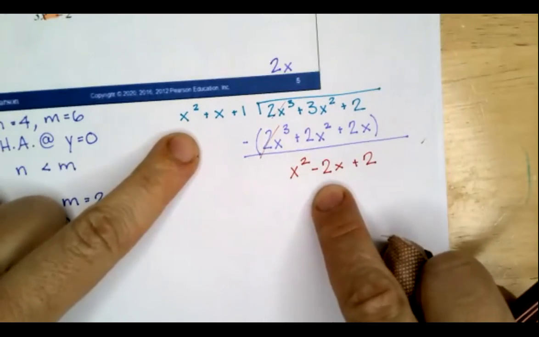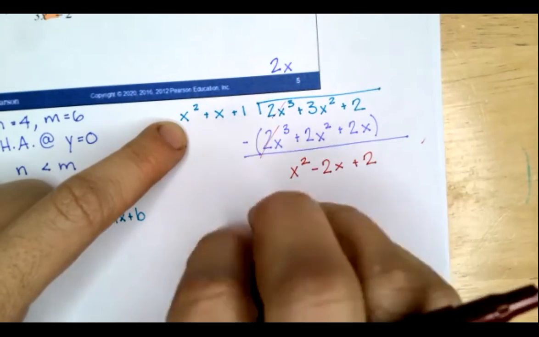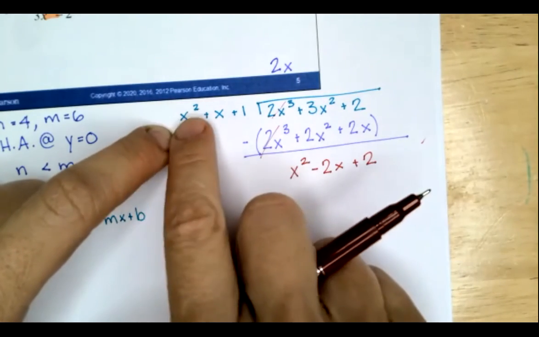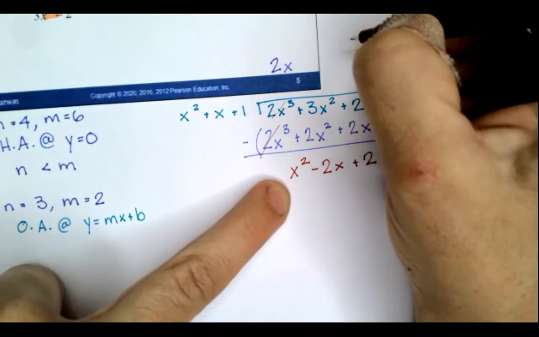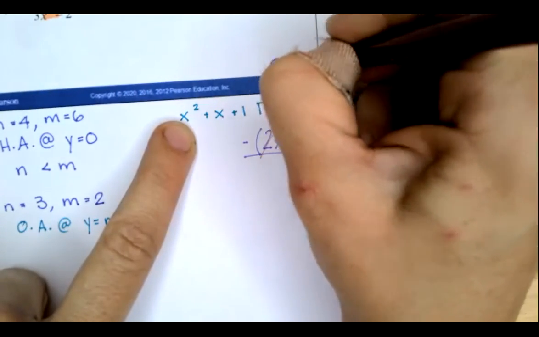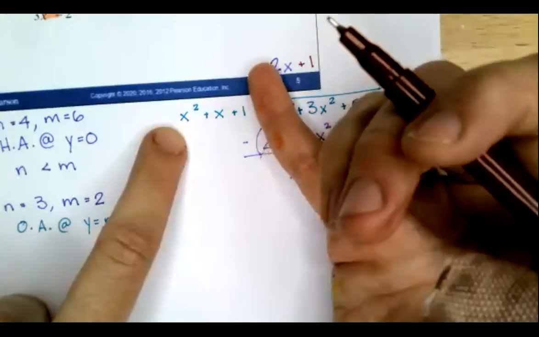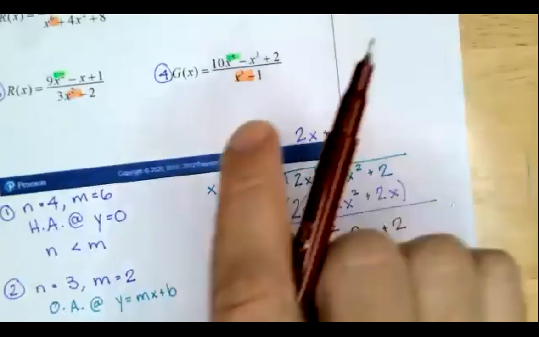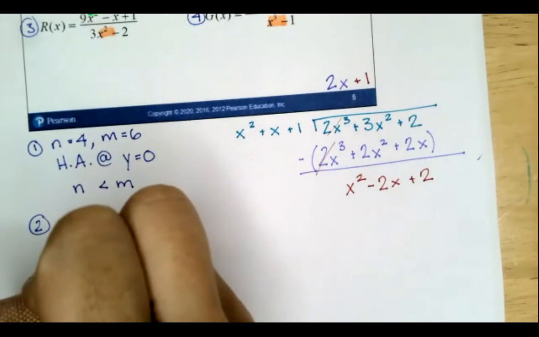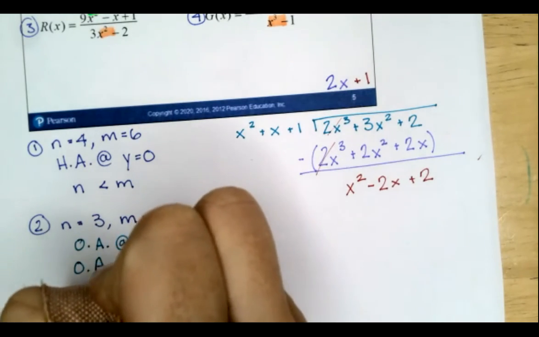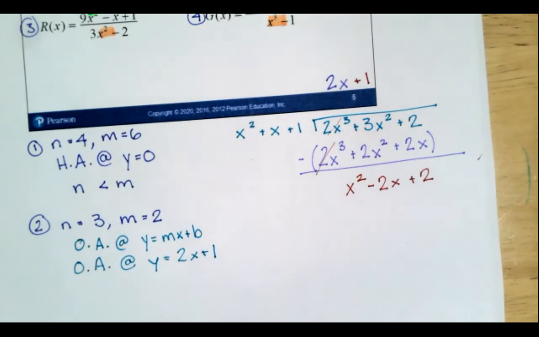Now I have x squared minus 2x plus 2, and I'm dividing it by x squared plus x plus 1. So my next term is going to be x squared divided by x squared, which is just 1, right? And I can stop. I don't need to keep going. I have mx plus b. So this has an oblique asymptote at, I know it was intimidating, but we did it very quickly, oblique asymptote at y equals 2x plus 1. Okay.